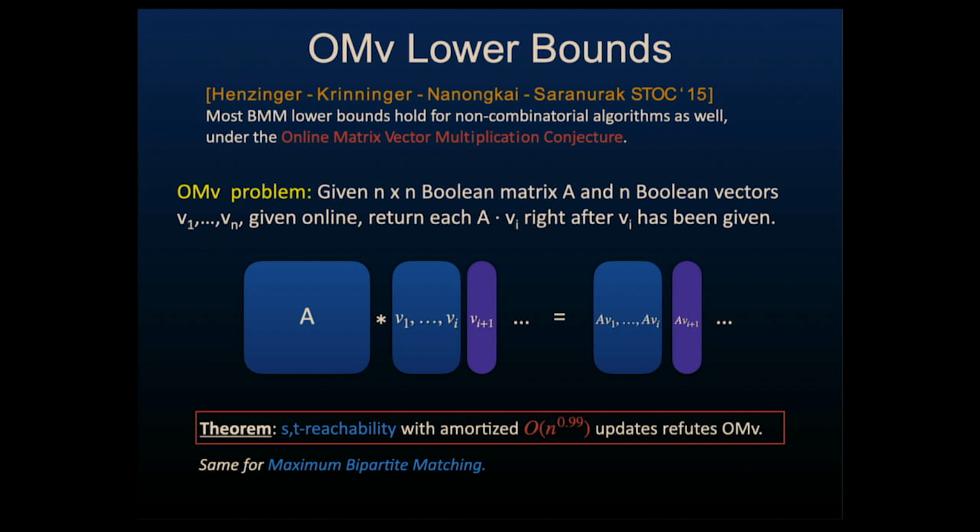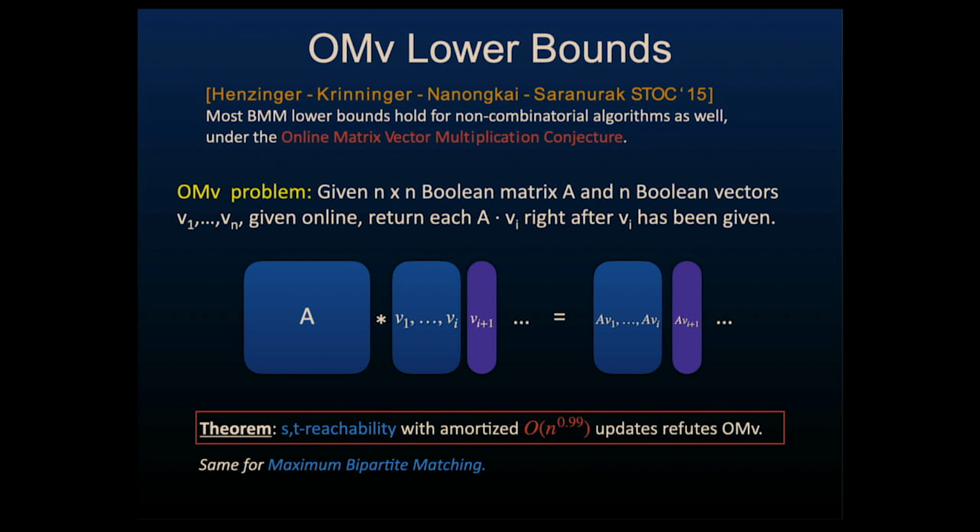What you're solving is not just Boolean matrix multiplication, not just triangle detection. You're solving it in an online way. It's a harder problem. I'm not going to give you the two matrices. I'm giving you one matrix, and then the second matrix I give you one column at a time. When I give you a column, like this v_{i+1}, you have to tell me the answer, the product with the matrix, immediately, before I tell you the next one.